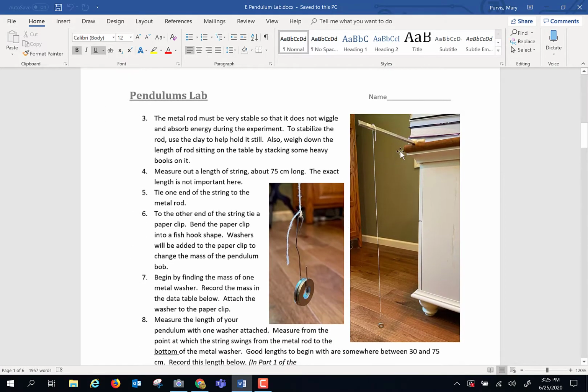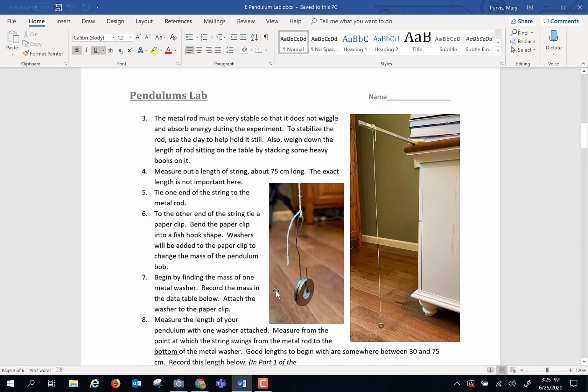And then you're going to get a length of string. The exact length of the string you'll measure, but the first piece of string you take, you don't have to be real fussy about exactly what it is. And you're going to tie a length of string to this, and on the bottom you're going to bend a paper clip into kind of a fish hook shape.